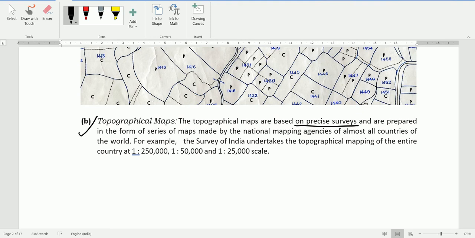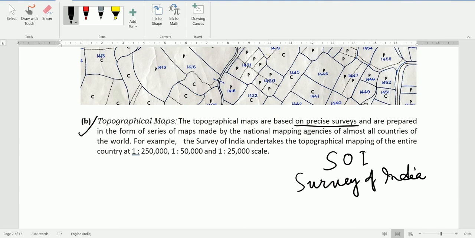So every country has surveying agencies, mapping agencies. For example, in case of India, we have Survey of India, SOI. So this is the mapping agency, a premier mapping agency, and this agency is preparing and making maps for the whole country.